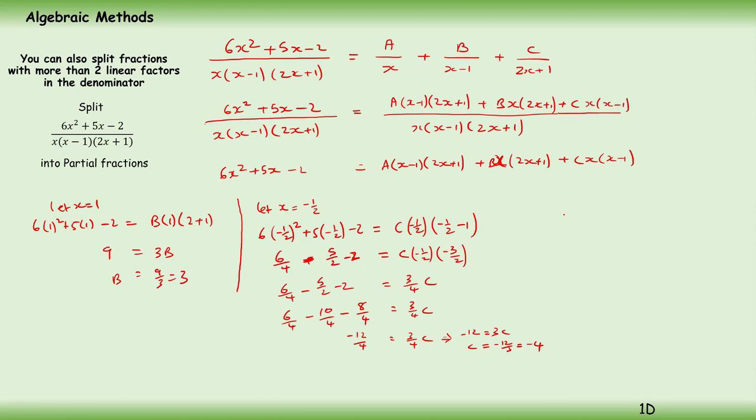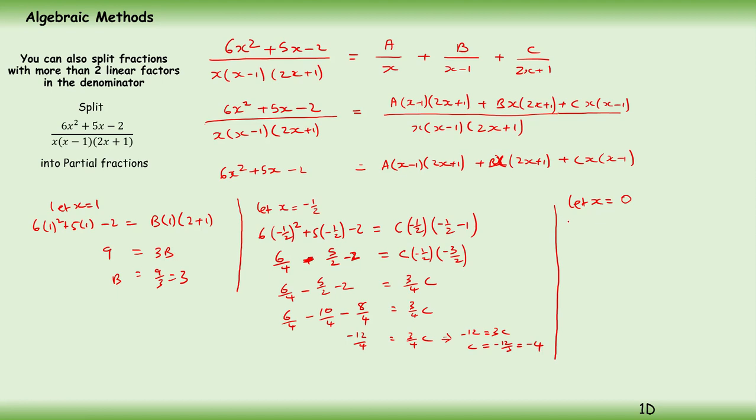So I've got two terms. I've got b, I've got c. So now I've got to let x equal, what do I need to let x equal to this time to find a? I've got an x on its own there and an x on its own. So if I just simply let x equal 0, that term disappears. Let x equal 0, that term disappears, and I'm just left with that one.